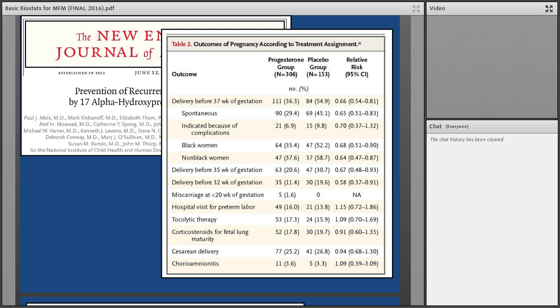Did race influence the results in terms of the relative risk or improvement in the progesterone group versus the placebo group? So they did a stratified analysis using Black women versus non-Black women, and when you take out the Black women, look at their subgroup, and compare that to non-Black women, there was not a statistically significant difference when we did that stratified analysis.